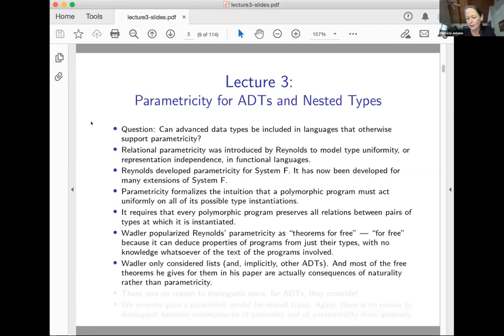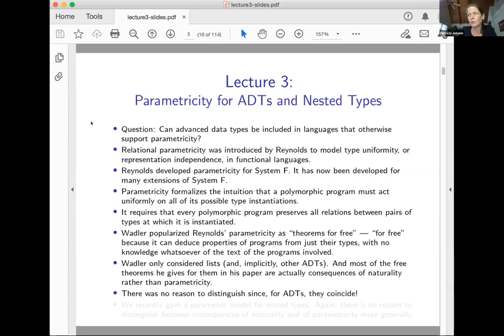If we're thinking about data types, he only considered lists explicitly in his paper and implicitly other ADTs. And most of the free theorems he gives are actually consequences of naturality. Remember those naturality squares that we had yesterday? Well, the theorems that he gives are basically instantiations of those kinds of naturality squares. He didn't really distinguish between naturality consequences of parametricity and other ones. There wasn't any need to. So for ADTs, these coincide.